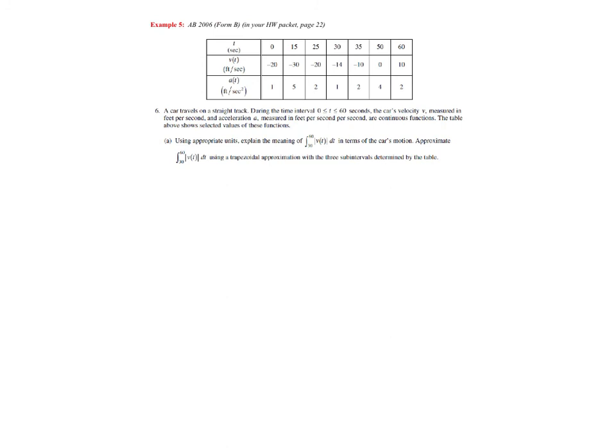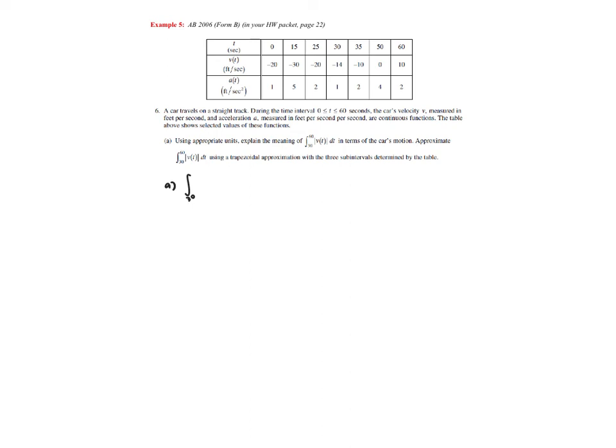All right, last question for our notes today, 2006, Form B, in your packet, page number 22. A car travels on a straight track. During the time interval from 0 to 60, the car's velocity v, measured in feet per second, and acceleration a, measured in feet per second squared, are continuous functions. The table above shows selected values of these functions. Using appropriate units, explain the meaning of the integral from 30 to 60 of the absolute value of v of t in terms of the car's motion, and then approximate it using a trapezoidal approximation with 3 subintervals determined by the table.